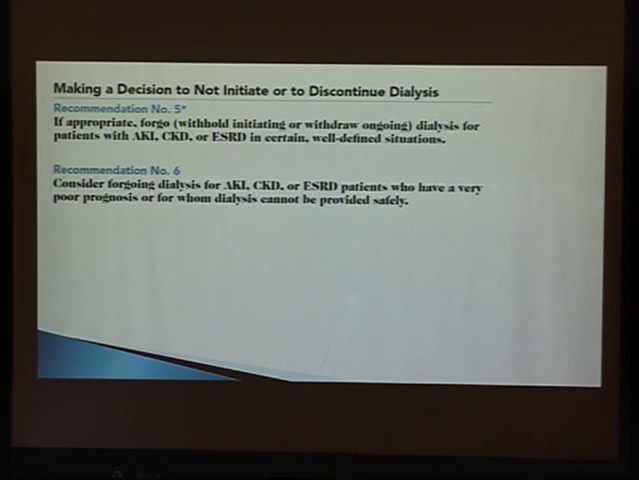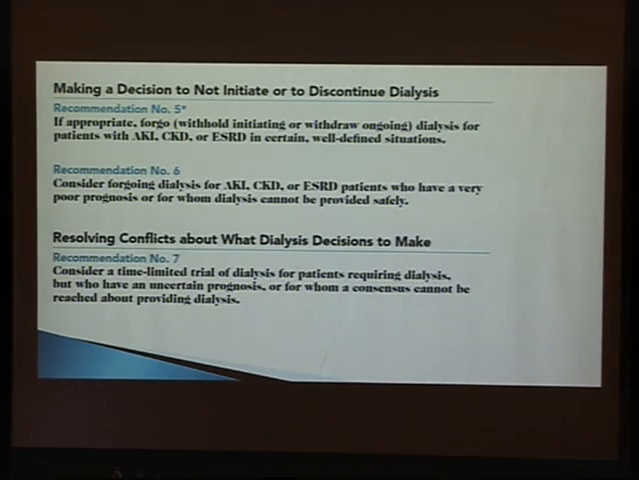Recommendation number 6 is pushing you to discuss with very old patients, or patients with problems in vascular access. You have to explain to them that your dialysis situation will not be straightforward. We will have a lot of problems regarding your case, and you will leave the decision for them and their families.